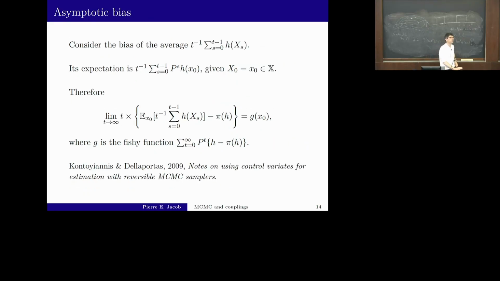Right. T, then something shows up. Right. And that something is the Fisher function associated with it. Yeah, exactly. You're right.